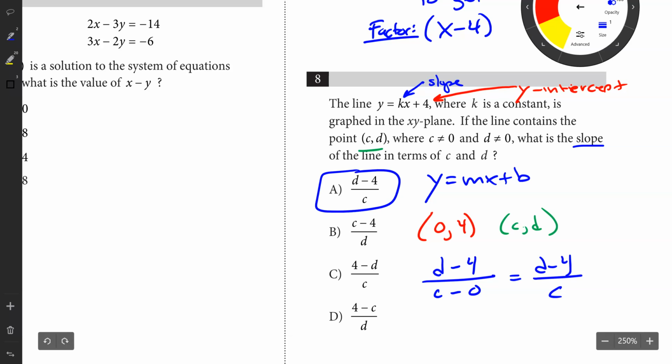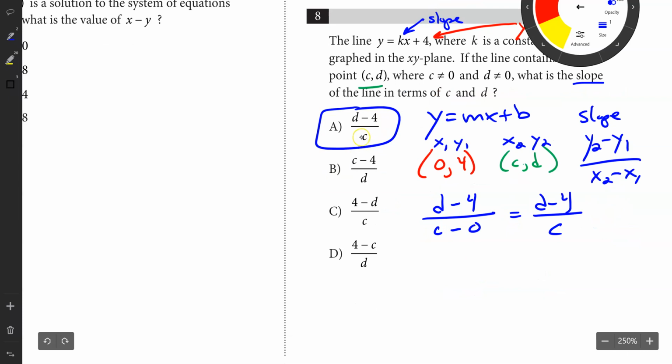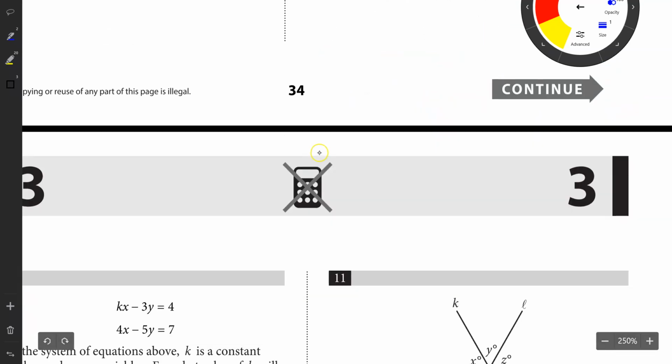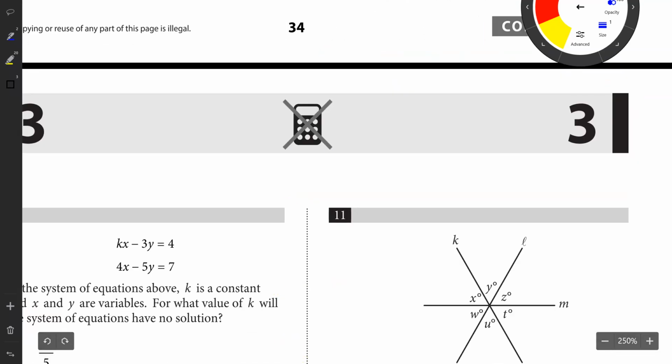Again, we have to remember the slope formula. So slope is y2 minus y1 over x2 minus x1. And I would maybe call this x1, y1, x2, y2. Okay, so our answer there is letter A. Just a really different way of asking you essentially for slope. All right, let's keep this ball rolling here. We're going to take a look at number 9 as our next one. Okay, so let's look at number 9 here.